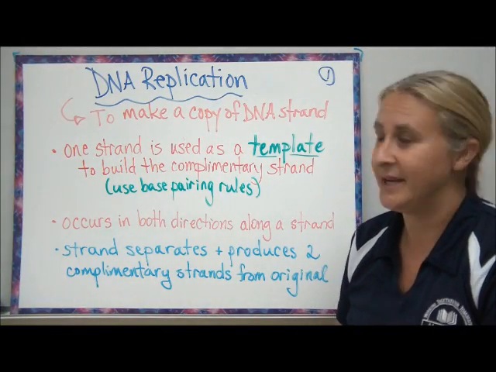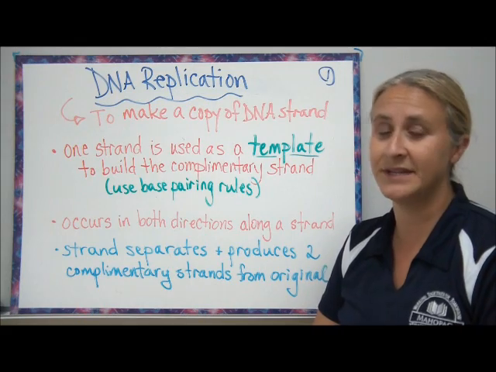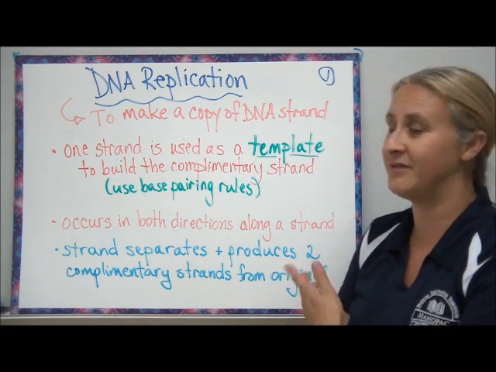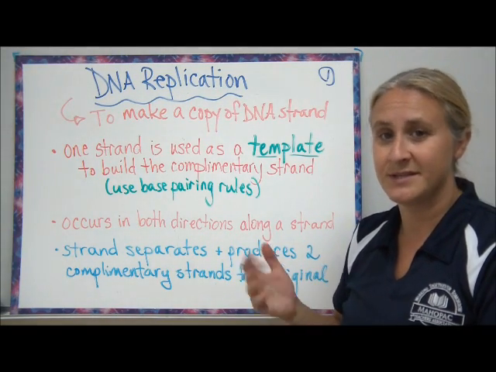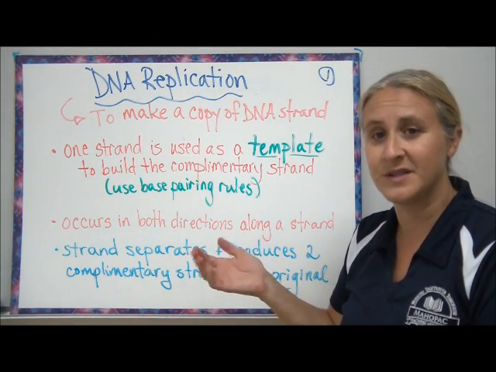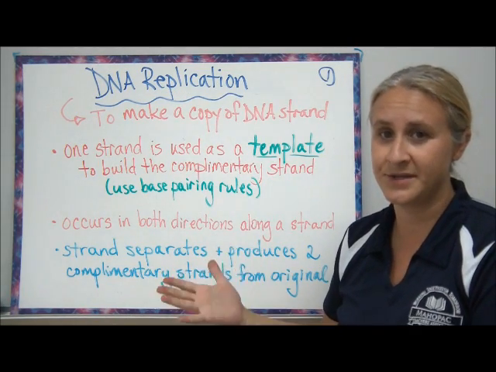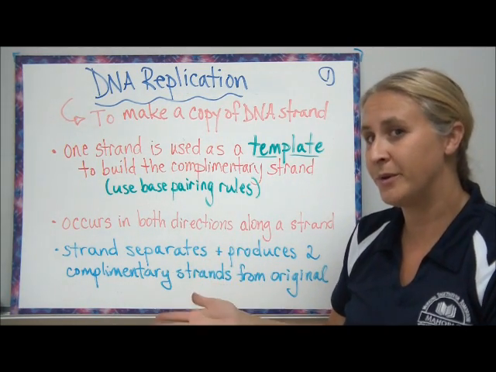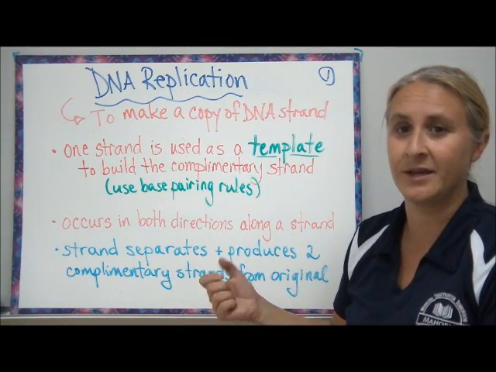Today we're going to talk about DNA replication. Replication means to make a copy, and in this case we're going to be making a copy of a strand of our DNA. Some of the reasons why we might be doing this is we may be carrying out mitosis in order to make new cells to grow as an organism, or in order to replace dead cells, or we may be carrying out meiosis to make sperm and egg.